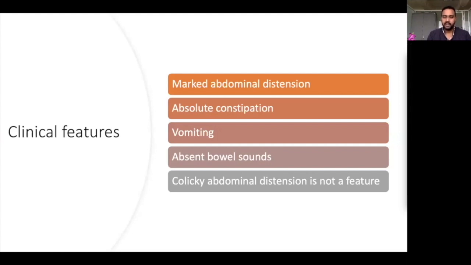So in the history, we have to ask about the nature of abdominal pain, whether it is a continuous pain or whether it is a colicky pain. Because if it is a continuous pain, then still paralytic ileus is possible. But in paralytic ileus, colicky abdominal pain is absent. So these are the main clinical features people will be having in paralytic ileus.